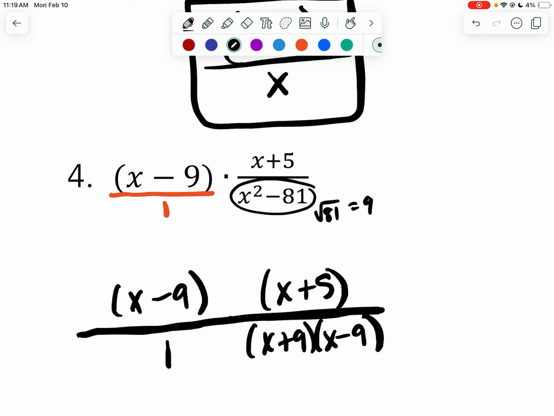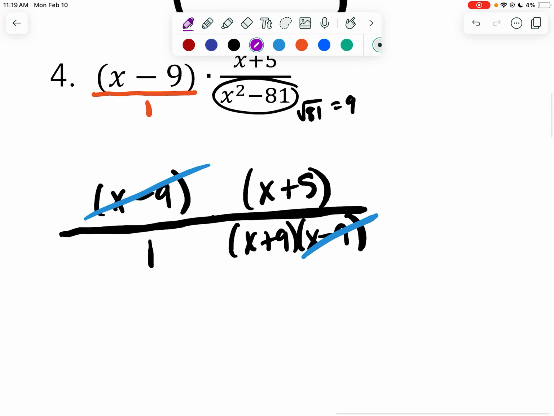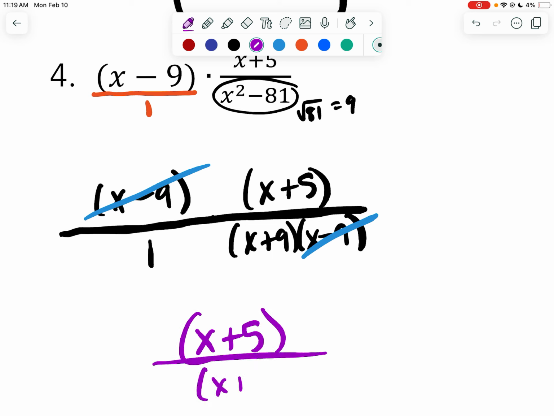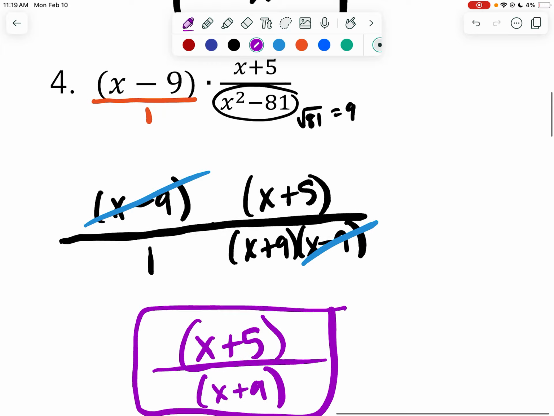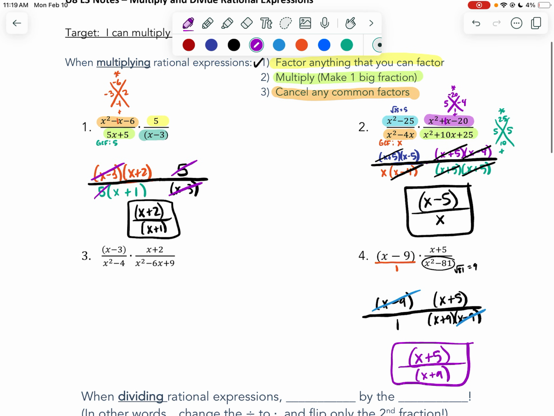Really, that 1 isn't doing anything. But now I know that's on top, that x minus 9. And that cancels with the 1 on bottom. So really, I'm just left with an x plus 5 on top. And I have an x plus 9 and a 1 on bottom. You can put the 1 there, but it's not really necessary. So that's my answer.